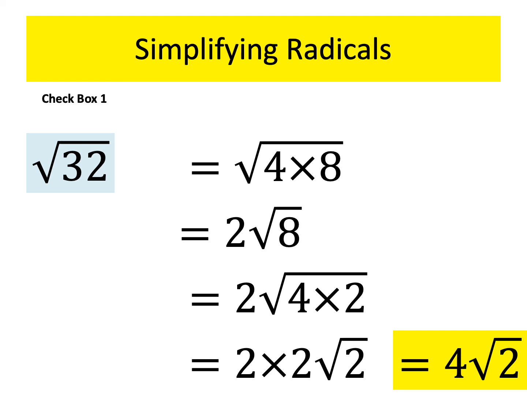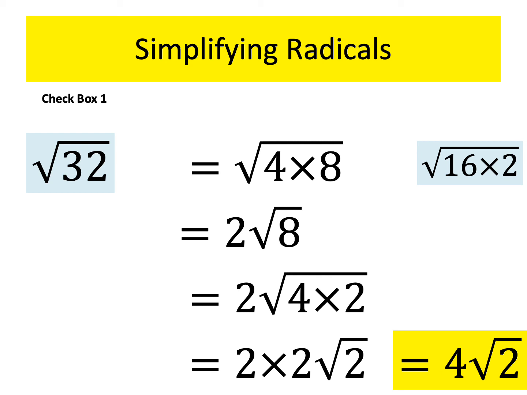And here's the point I want to make: don't just choose any perfect square. Choose the largest perfect square that goes into 32. Because check it out. Not only does 4 go into 32, but 16 goes into 32. If you choose the largest perfect square, you save yourself some time. The square root of 16 is 4, so I get 4 root 2.